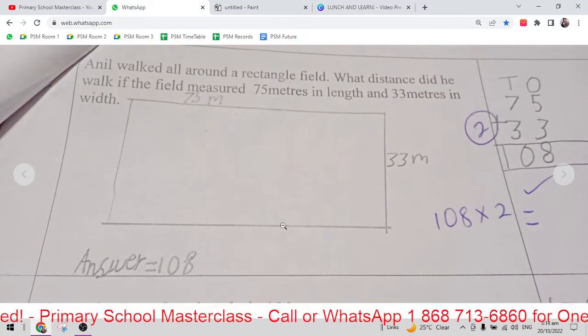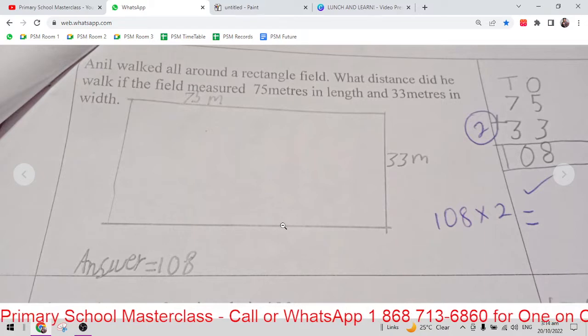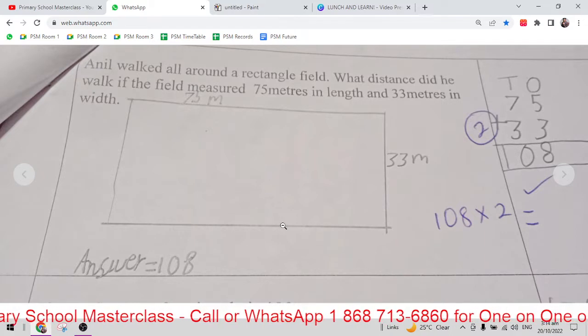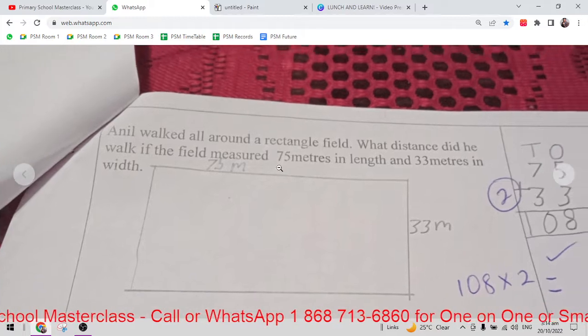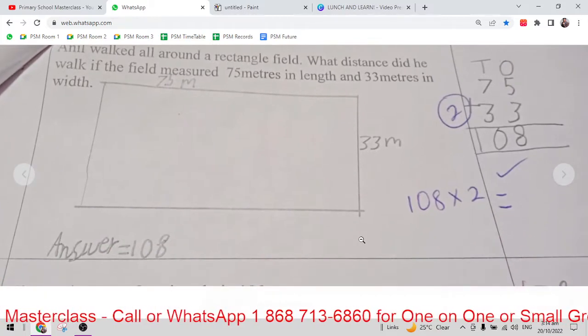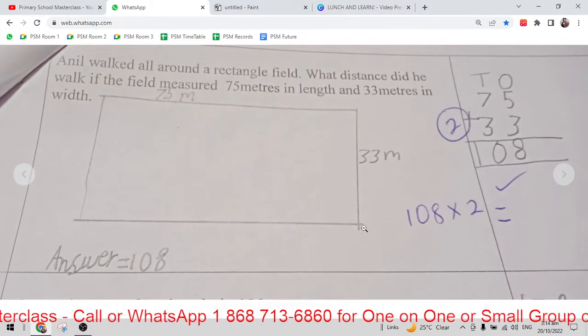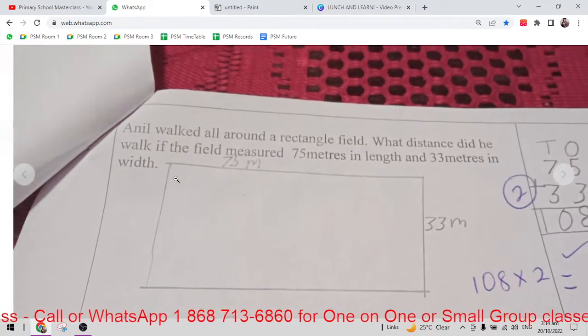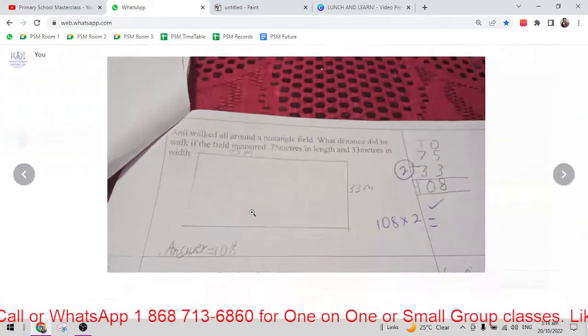So you got almost to the answer. You need to multiply the 108 by 2. Because what you did, you only measured one length and one breadth. So you forgot another length and another breadth. That's what happened there.